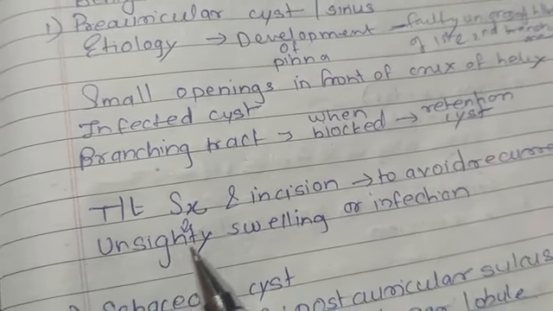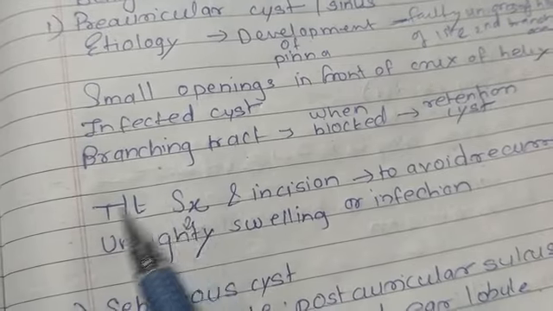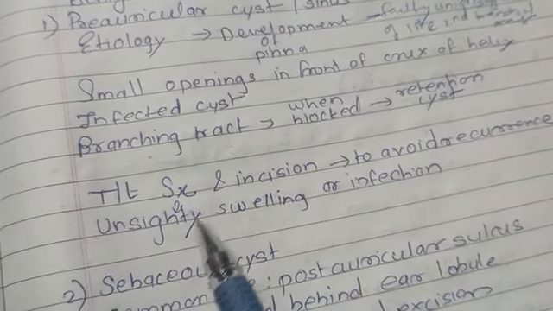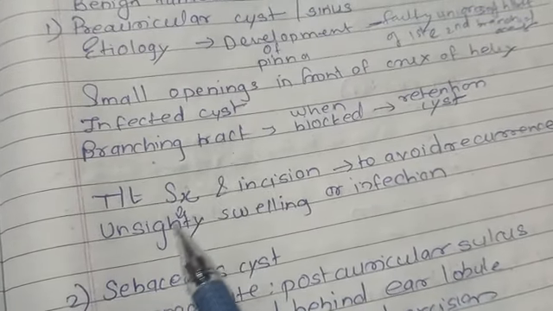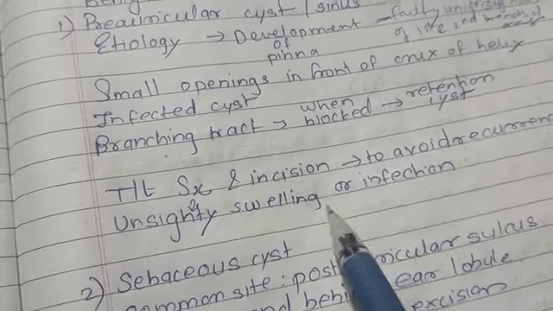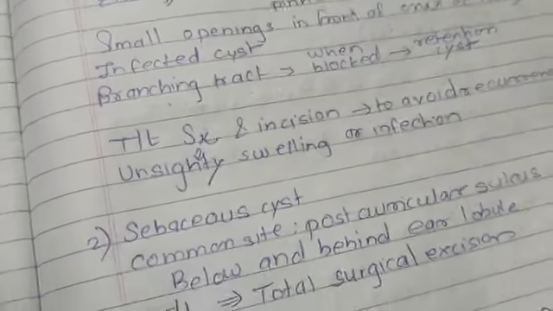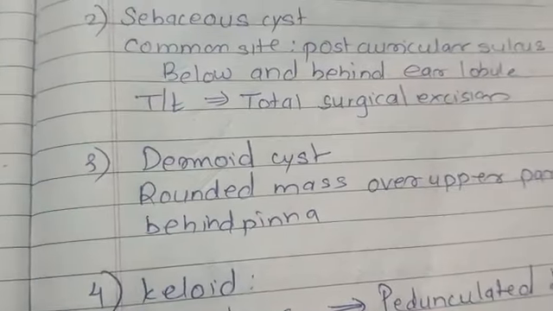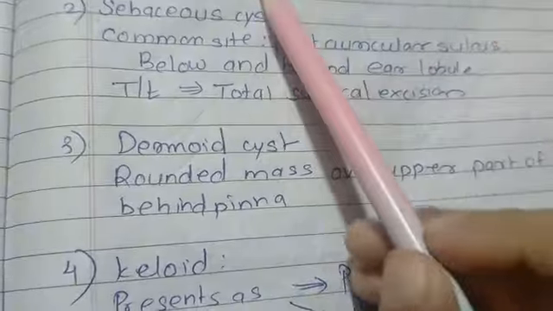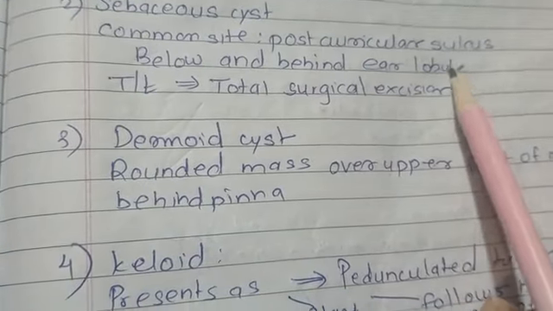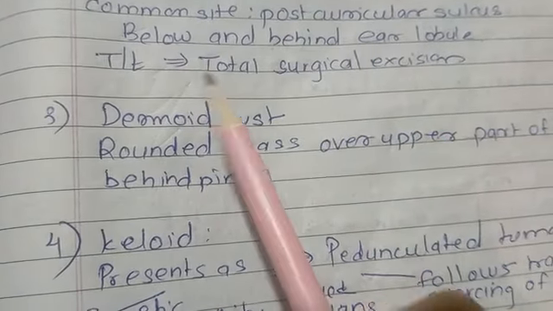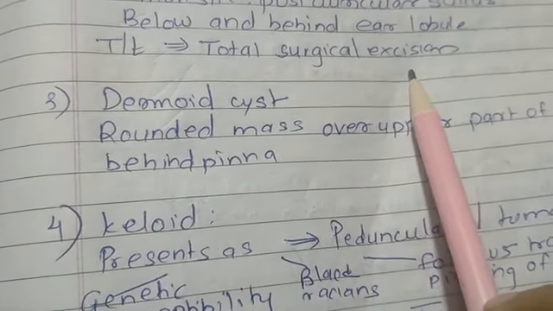So what is the treatment? Surgical incision to avoid the recurrence, and surgery is indicated when there is an unsightly swelling or infection. Next is a sebaceous cyst. The sebaceous cyst's common site is the post-auricular sulcus, below and behind the ear lobule, and treatment is basically total surgical excision.